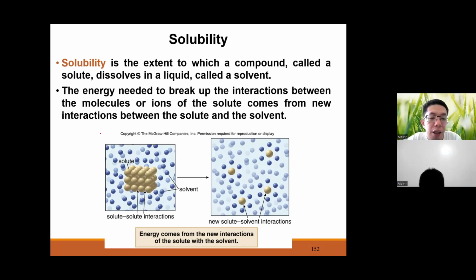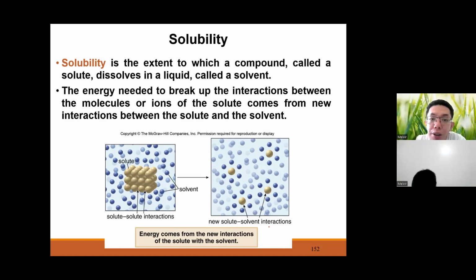Now, there's a correlation between solubility and intermolecular forces of attraction. The energy needed to break up the interactions between the molecules or ions of the solute comes from their new interactions between the solute and the solvent. Look at this, Josh. The solute has solute-solute interactions. But once the solute is in the solvent, it will have an interaction with the solvent. These new solute-solvent interactions will make your solute stable in the given solvent. So the energy comes from the new interactions.